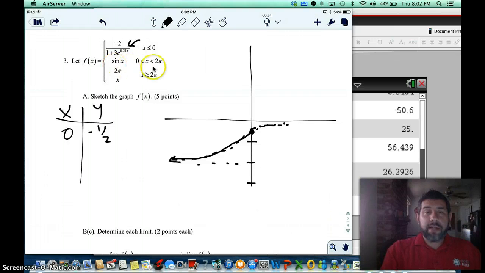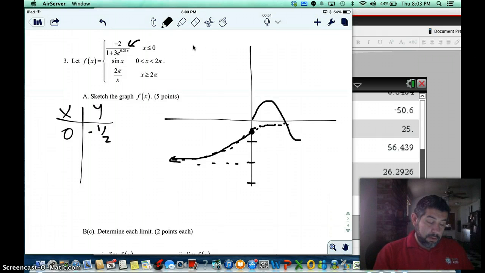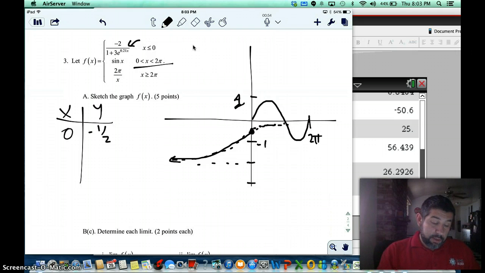Next, I'm going to have the sine of x. Well, we know what the sine of x looks like. Pretty much everybody should know what the sine of x looks like. It's just one of our basic functions. It looks like this. That's a positive 1, a negative 1. This is 2 pi. I'm going from 0 to 2 pi, except I need to have an open circle at each of those points because this is not equal to.